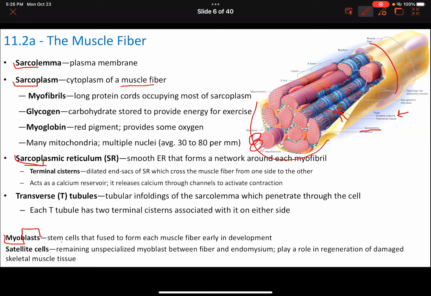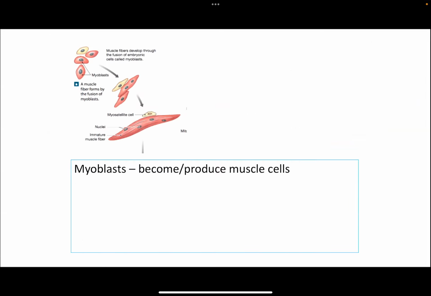There are also things known as satellite cells. These are myoblasts that don't specialize. They remain generalized stem cells, and they stay between the fiber and the endomysium, and they will help repair any damaged muscle tissue. So again, we don't make new muscle tissue, but we can repair what we have if it's been damaged. Myoblasts are the term to know because they become and produce muscle cells.